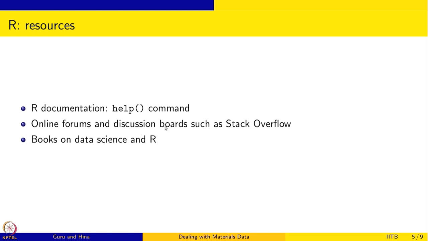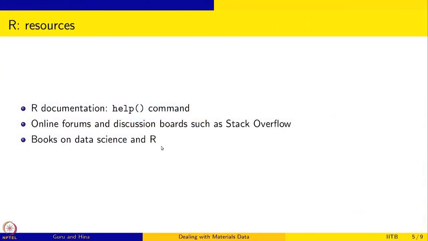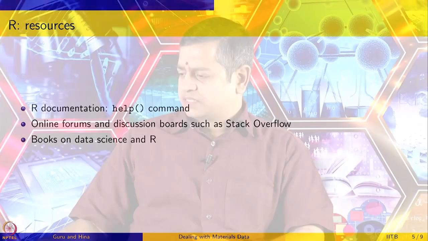And of course, there are lots of books on data science and R, and we are not going to use any of them in this course. But those of you who are more data science minded and are interested in applying these concepts to material science and engineering should take a look at some of these books also. So having said that, there are plenty of resources and reading material that is available. What is it that we want to do?